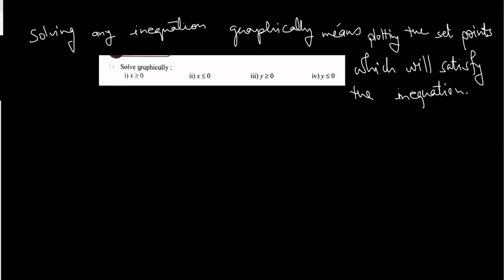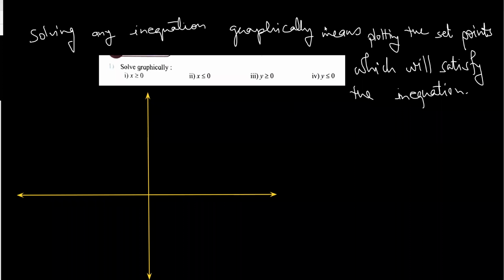So let's begin with the first question. The first question is x greater than or equal to 0. First of all, you draw the x-axis and y-axis. This is the y-axis, this is the x-axis, this is the origin. They are saying x greater than or equal to 0. In this I have x greater than 0 and I have x equal to 0. What is x equal to 0? The y-axis. So the solution set includes the y-axis.